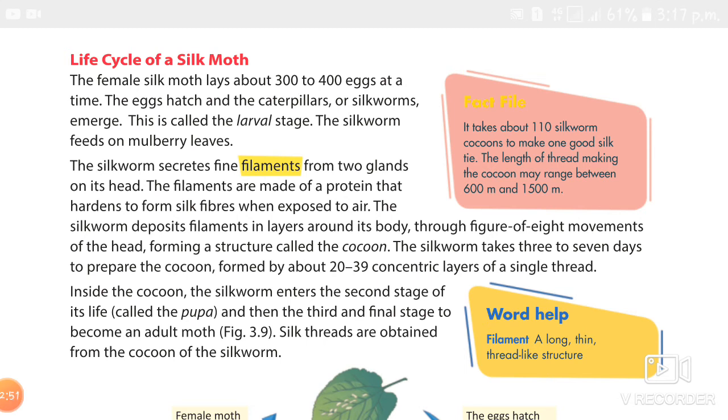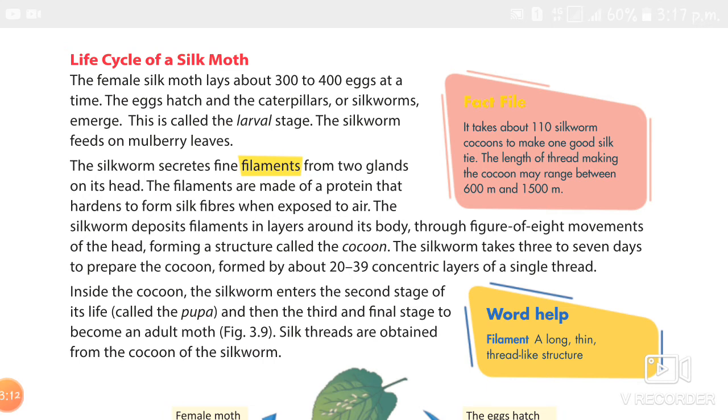You know that we get silk from the silkworm, right? The silkworm has different stages of growth. So we have to know the life cycle of a silk moth. Now let's study the life cycle of a silk moth.